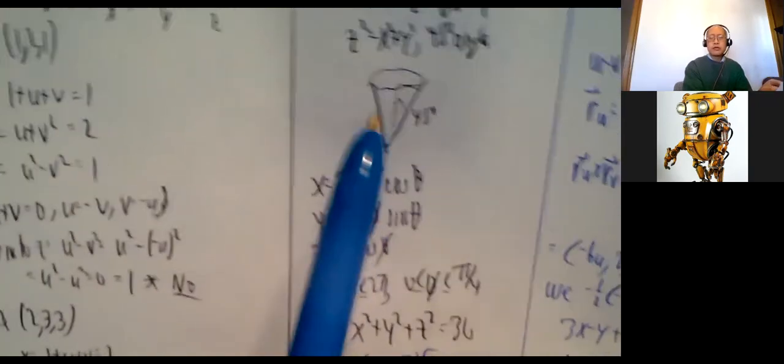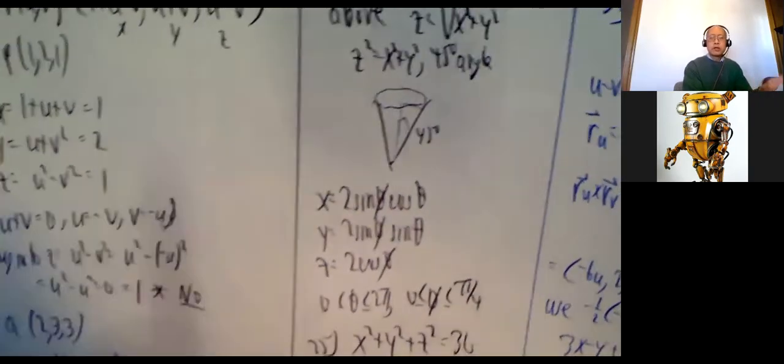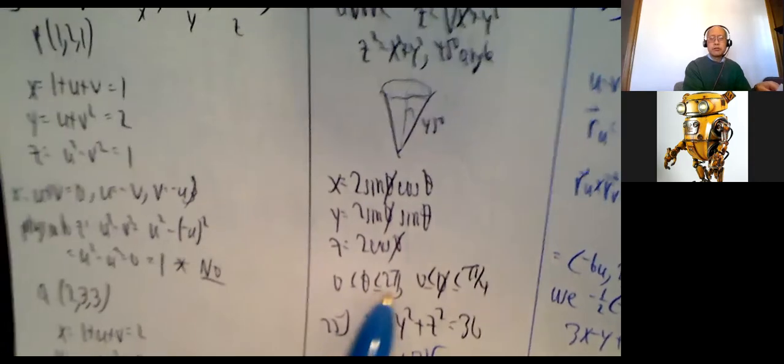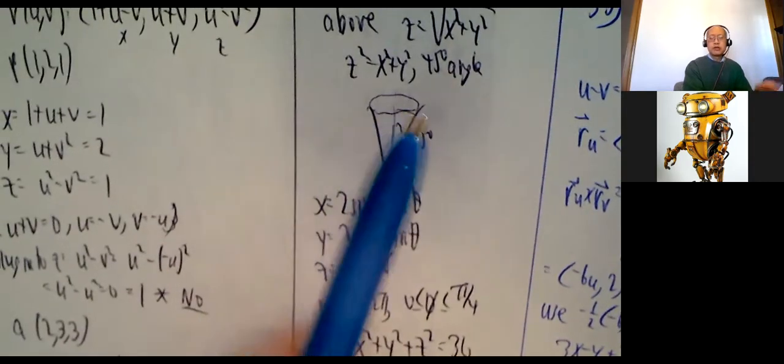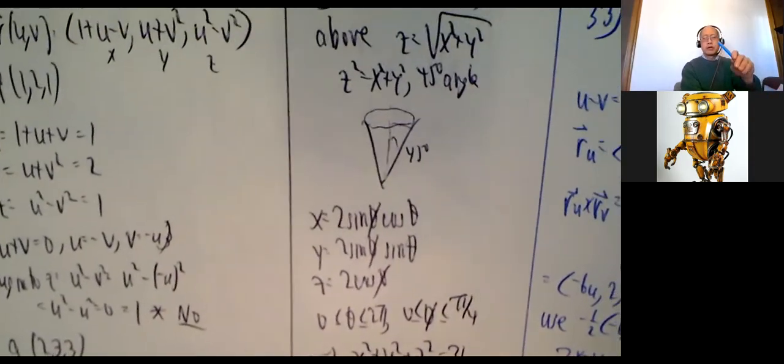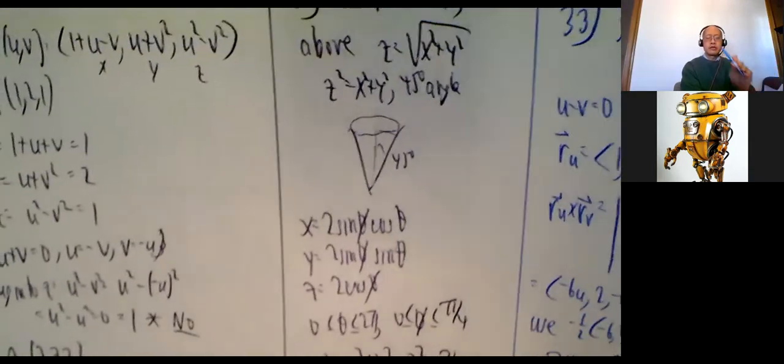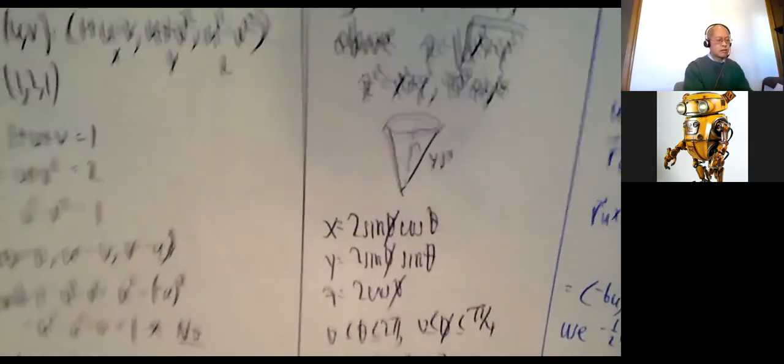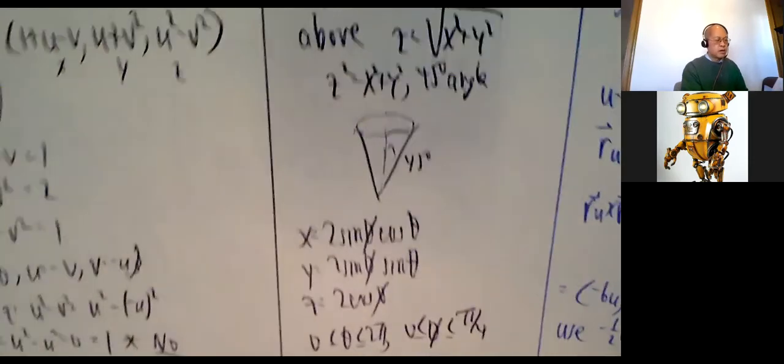Looking at the picture, what are the boundaries? Well, we're going all the way around a circle. So theta goes from 0 to 2 pi. But phi goes from 0 to pi over 4. It's only coming down to 45 degrees. And then I swing all the way around. So that's my description of that one.